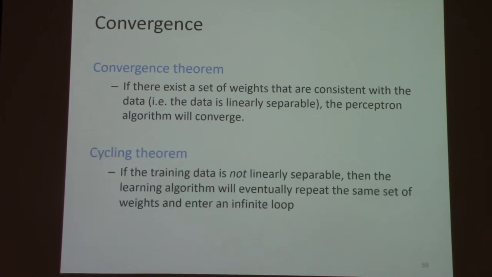The counterpoint to that is called the perceptron cycling theorem, which says if the training data is not linearly separable, then the learning algorithm will enter an infinite loop. It will never converge. If the data is linearly separable, the algorithm will converge. If the data is not linearly separable, the algorithm will never converge. That's pretty much the statement. I'm not going to talk about this theorem much, I just want you to know this. But we're going to look at a formal statement of the convergence theorem, and look at a proof.